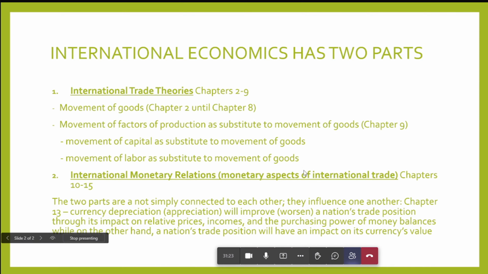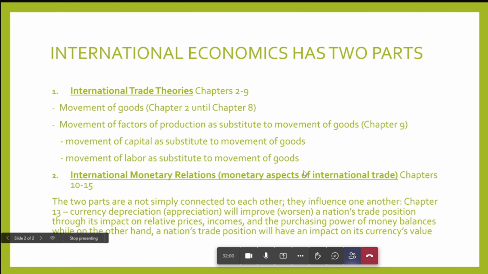So the course international economics has two parts. First part is the international trade theories from chapter 2 until chapter 9, and second part will be the international monetary relations, the monetary aspects of international trade itself. So this will be in chapter 10 until 15. The two parts are connected to each other. They're not simply connected to each other, they influence one another.